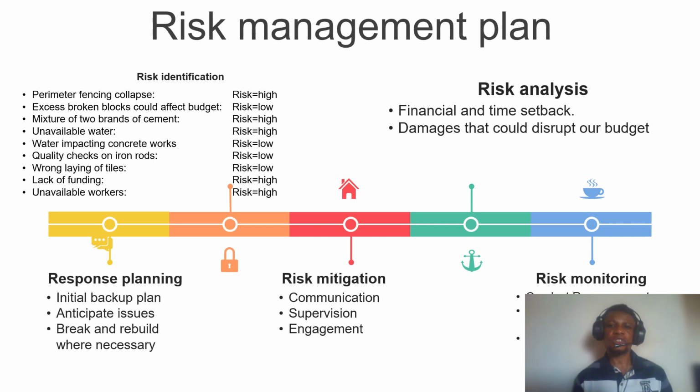And so basically, in terms of risk analysis, the risk has been divided into financial and time setback, which would of course affect the budgets and the timeline. So the response planning is to of course have a backup plan to anticipate the issues, to break and rebuild where necessary, especially in the case of tiling. With regards to risk mitigation, the crucial point is to always communicate, to provide necessary supervision, and to engage with the stakeholders.